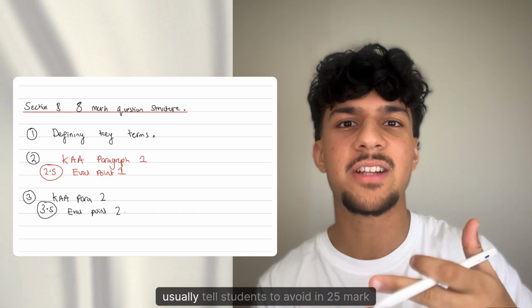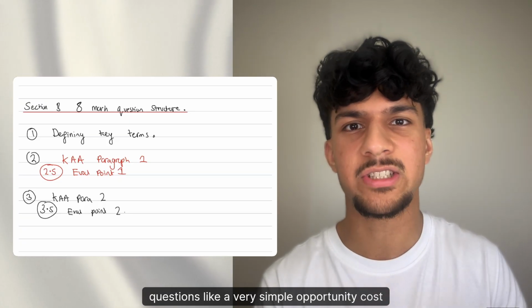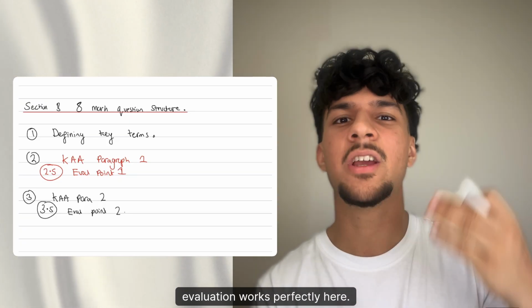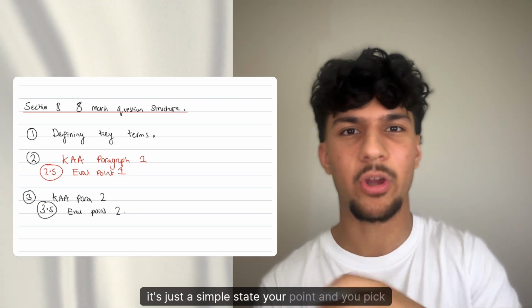Evaluation points I usually tell students to avoid in 25-mark questions, like a very simple opportunity cost evaluation, work perfectly here, because there's not much need for depth. It's just a simple state your point and you pick up the mark.